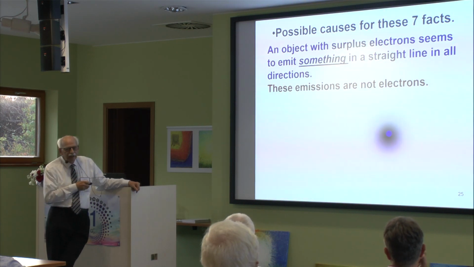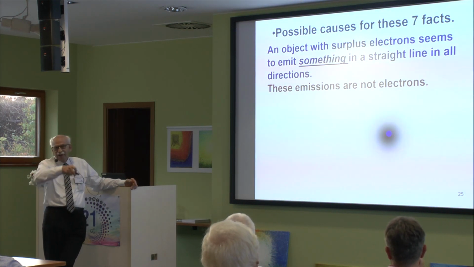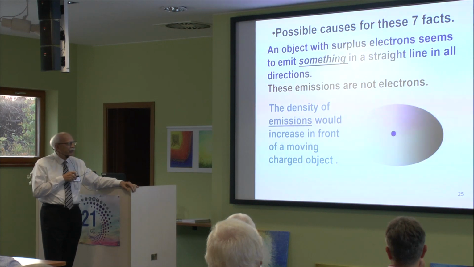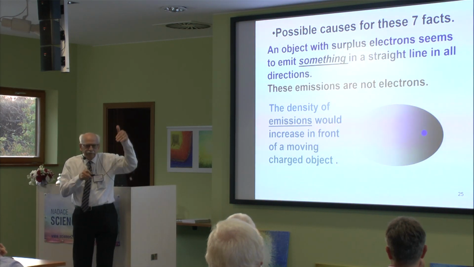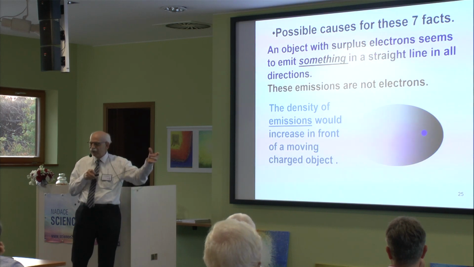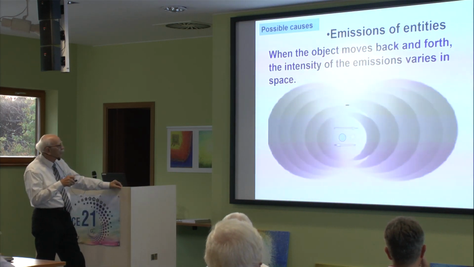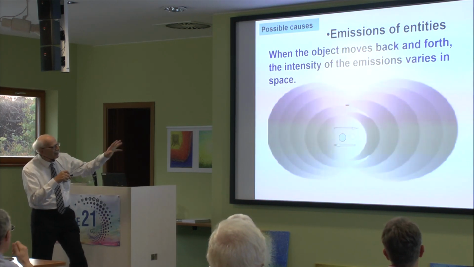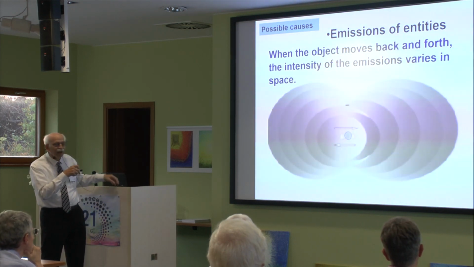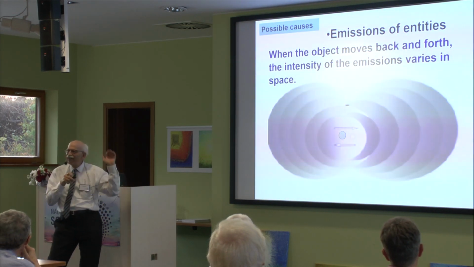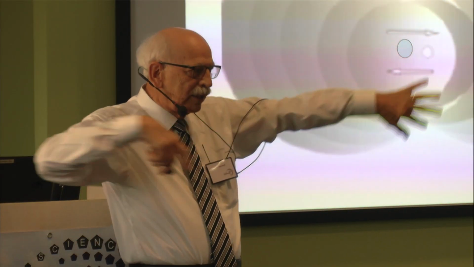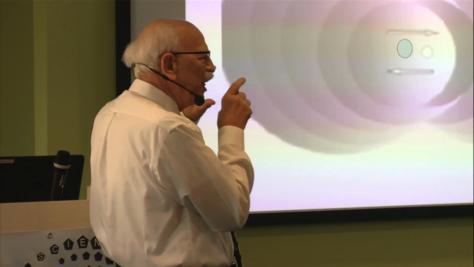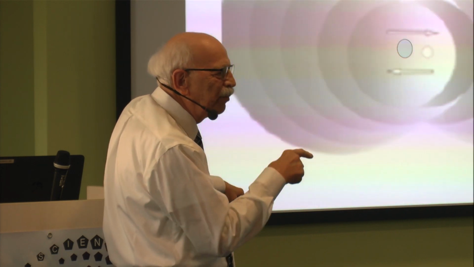These emissions are not electrons, because you can have the electric field very far. The density of the emission increases in front of the moving object, because if it's moving in front, there's more. The density of the emissions in front is bigger. And if the object is moving back and forth, that will give kind of picture like that. That's cute, huh? So you have different densities going outward. That's in 2D, but really that's in 3D. But it gives an idea that a charged object seems to be emitting something.